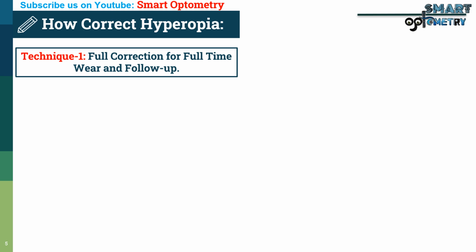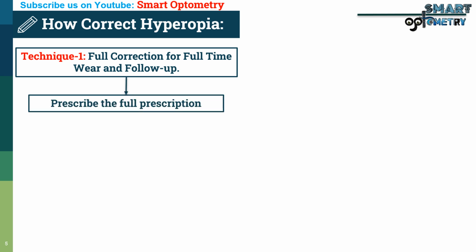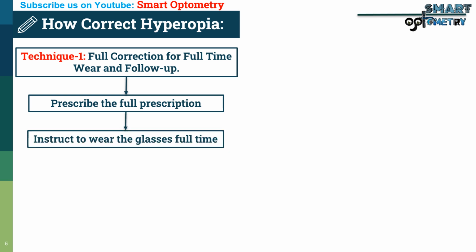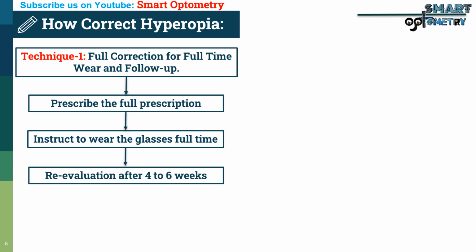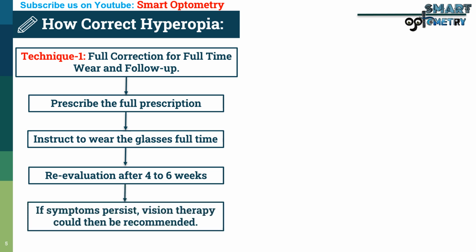Technique 1. Full correction with full-time wear and follow-up. In the first approach, we prescribe the full hyperopic correction and instruct the patient to wear their glasses full-time. After about 4 to 6 weeks, we bring them back for a re-evaluation. If symptoms persist, we might recommend vision therapy at that point.